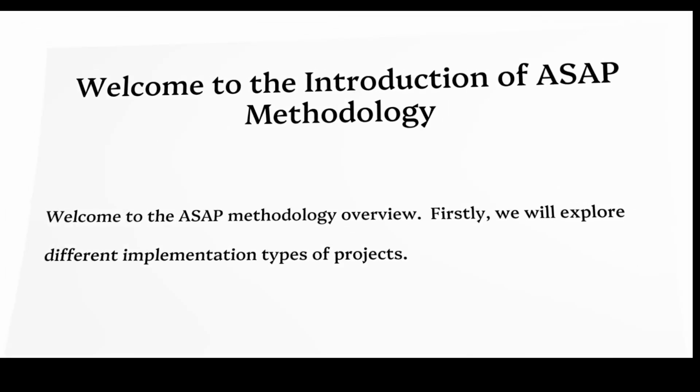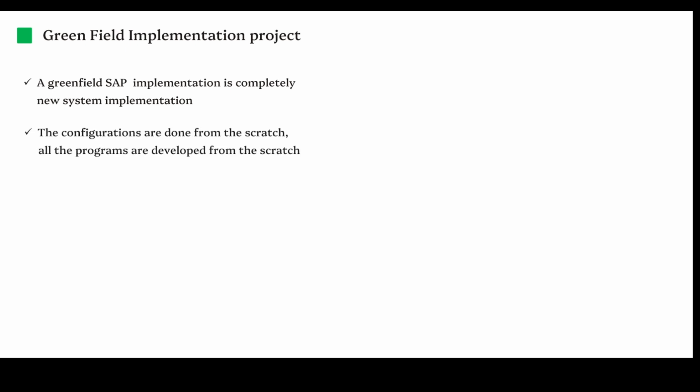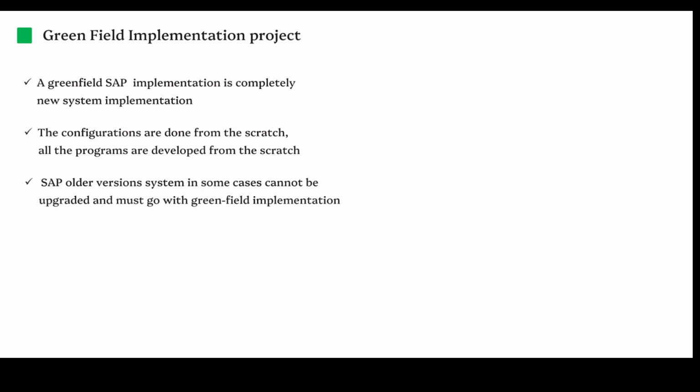Greenfield Implementation Project. A greenfield SAP S/4HANA implementation is a completely new system implemented from scratch. So, all the configurations are done from scratch, all the programs are developed from scratch. It is similar to implementing SAP at a new customer. The existing SAP customers who already have an SAP R3 or SAP ECC older version system, in some cases, older systems cannot be upgraded and must go with greenfield implementation, as their existing system is treated as a legacy system and used as a source for legacy data migration.